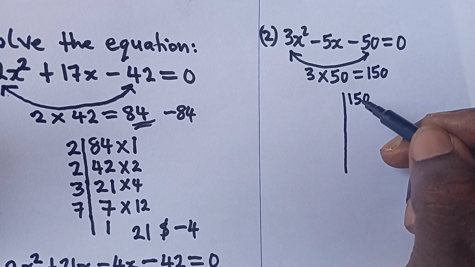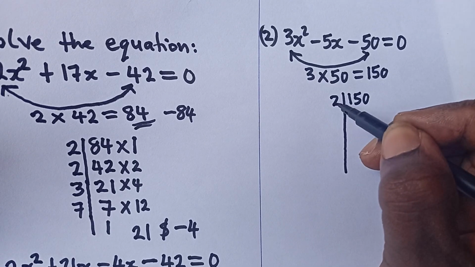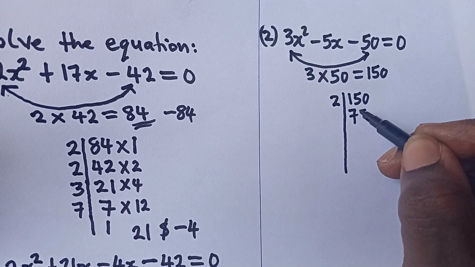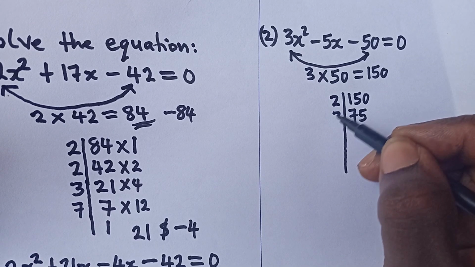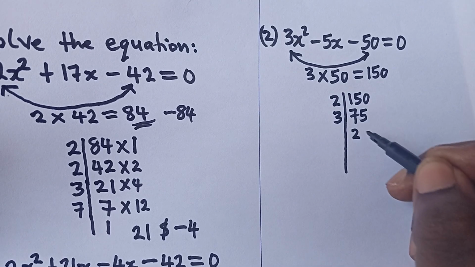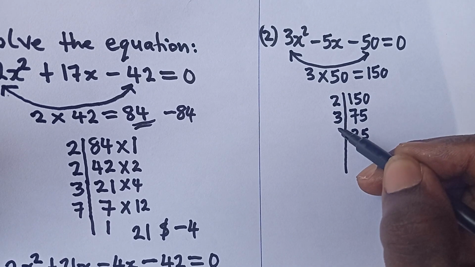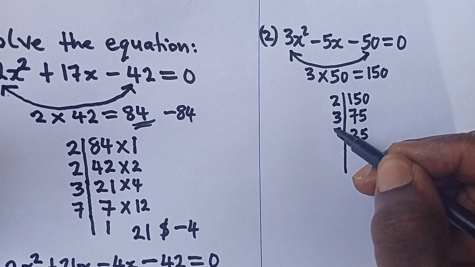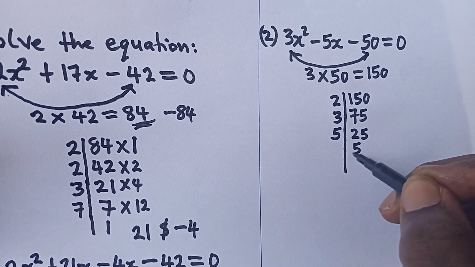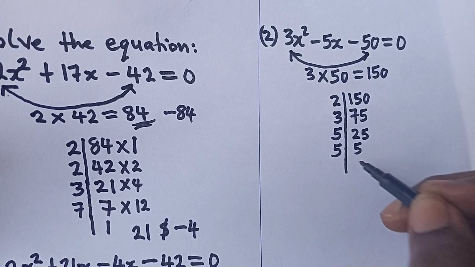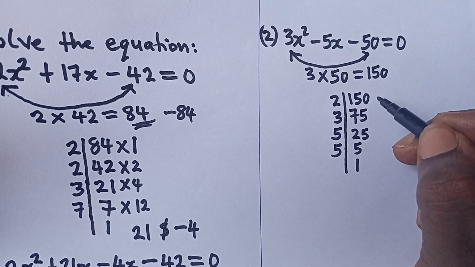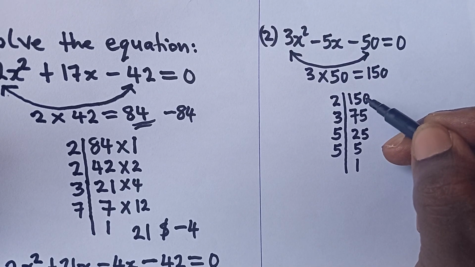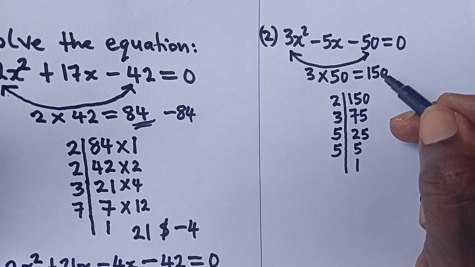So 150 can divide 2, and that will give us 75. 75 can divide 3, and that will give us 25. 25 can divide 5, that will give us 5. And 5 divided by 5 will give us 1. So we're going to see these factors now. We're looking for two numbers that when we multiply them, it will give us 150, don't forget.